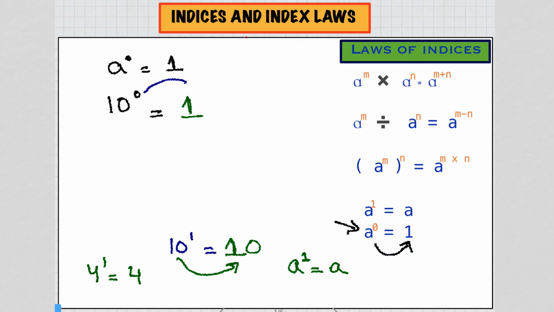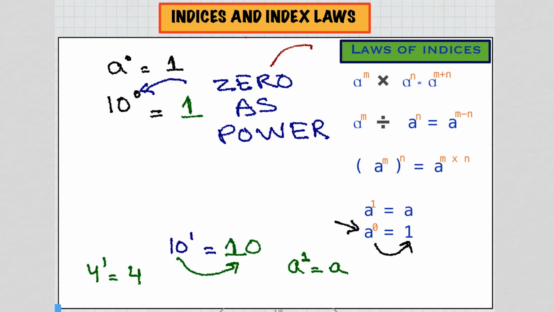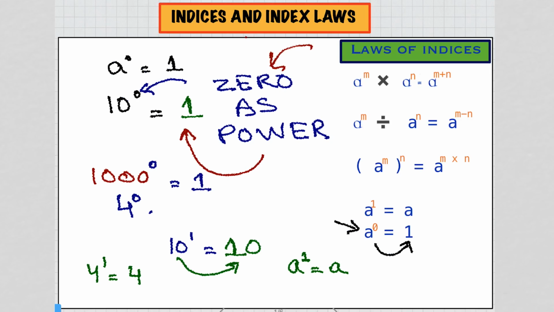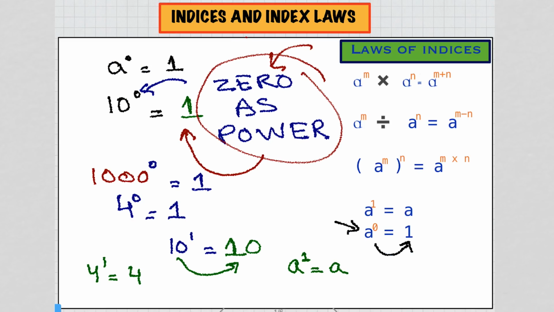Please always remember, whenever you have 0 as a power, it would always be equal to 1. Even if it's 100 or 1000 to the power 0, it would be equal to 1. 4 to the power 0 would be equal to 1. In short, whenever you have 0 as power, which we have in all three examples, and in the general form, a to the power 0, or any base to the power 0, will be equal to 1.